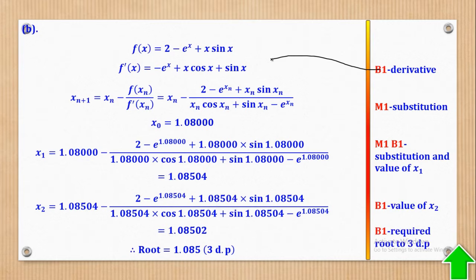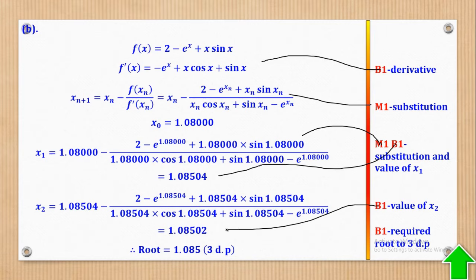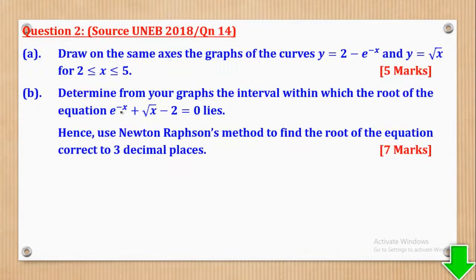So B1 for this derivative, M1 for this substitution, M1 for this substitution, B1 for the output, B1 for this output, B1 for the conclusion. So that was question 1.